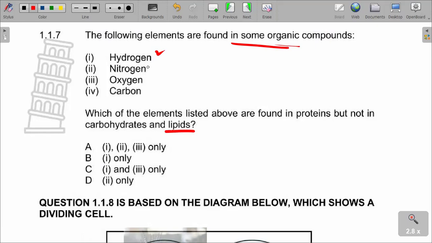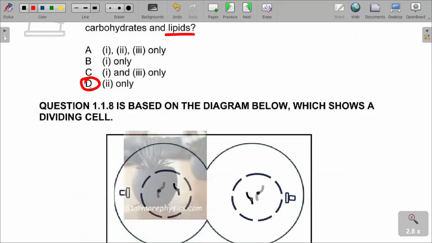Hydrogen, it is true that it can be part of both. If you look at this, hydrogen is part of proteins, and then nitrogen is found in proteins but not in carbohydrates and lipids. So you shall see that nitrogen is the one that does not fit; oxygen we have, carbon we have. So the correct answer is nitrogen. It's found in proteins, but not in lipids and carbohydrates.